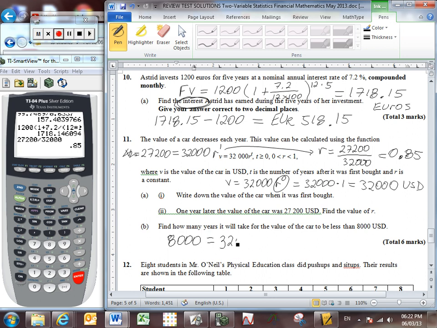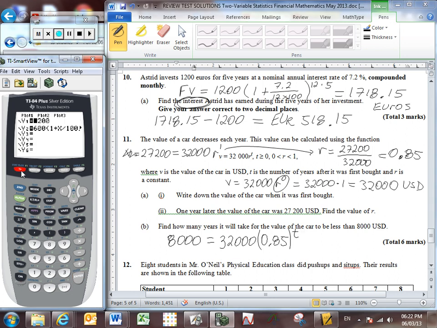And so 32,000 times 0.85 is the value of r, and we're raising it to the power of t to find out how many years it takes. And so I know that t might actually be a fractional number. The car is gradually depreciating, and so it might end up reaching 8,000 midway through a year, let's say. So I think I need to use a graph to do this one. My y1 is now 8,000. That's my left-hand side. And my y2 is 32,000 times 0.85 to the power of x.